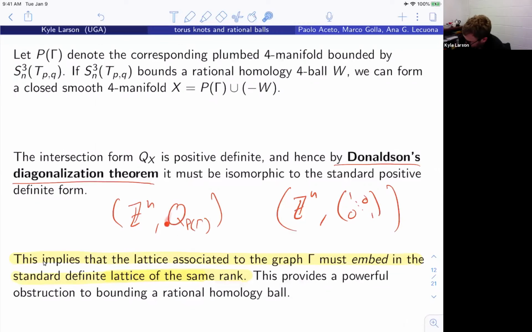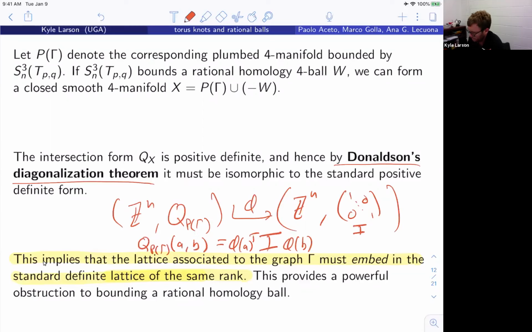So here's the intersection form for our plumbing, where n is the number of vertices in the graph, or the rank of H2. And this obstruction is that there should be an embedding. What this means is that if we have two elements A and B, and we look at Q_gamma of A, B, we can map A and B by phi, so this is phi of B times phi of A transpose. And then we have the standard definite lattice, which in the standard basis is represented by the identity matrix. This is what we mean by an embedding into the standard lattice.